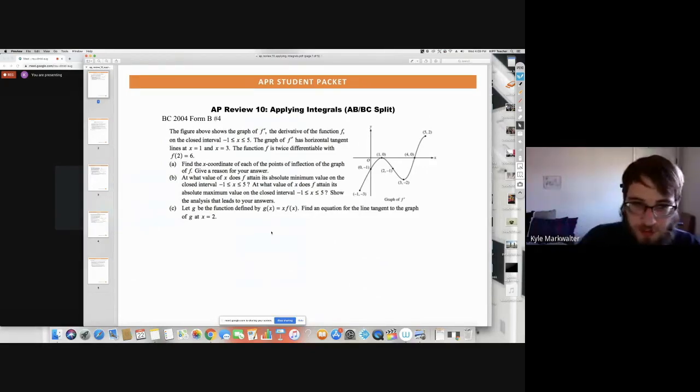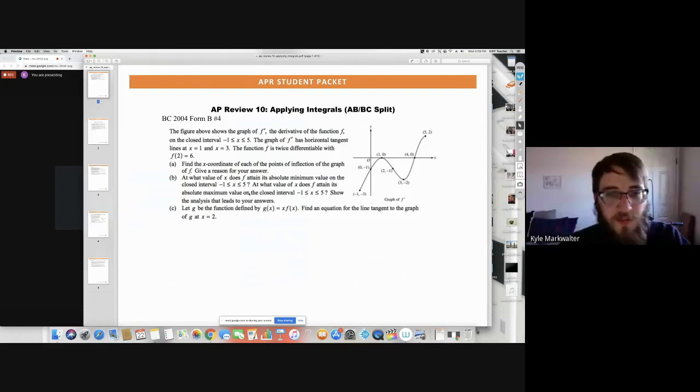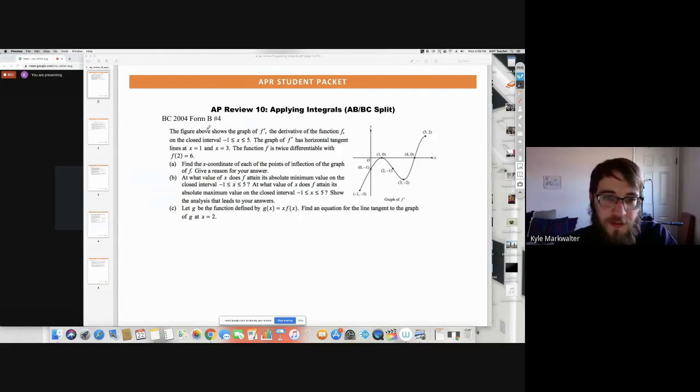Fine. I'm going to call on some people to help out along the way today to help us with some reminders. I will dictate the problem, then I'm going to call on somebody. The figure above shows the graph of f prime, the derivative of f, on the closed interval -1 to 5. The graph of f prime has horizontal tangent lines at 1. Maybe it can help to draw one in, horizontal tangent lines, at 1 and 3. And f is twice differentiable with f of 2 is 6. That, to me, sounds like an initial condition. Let me just make myself a note.